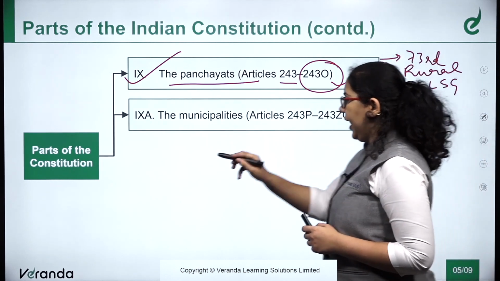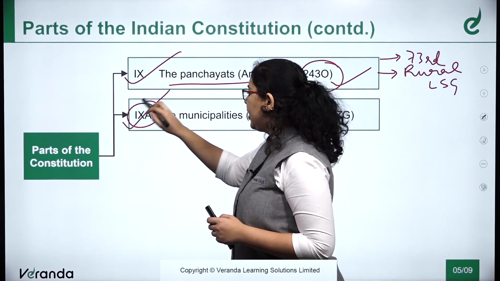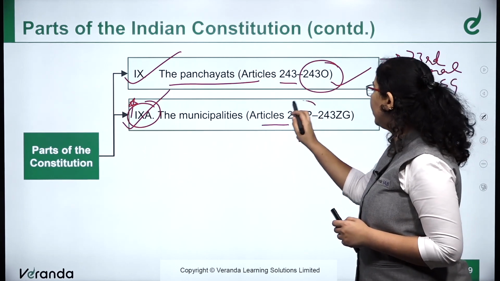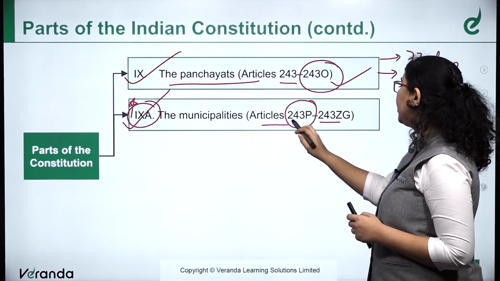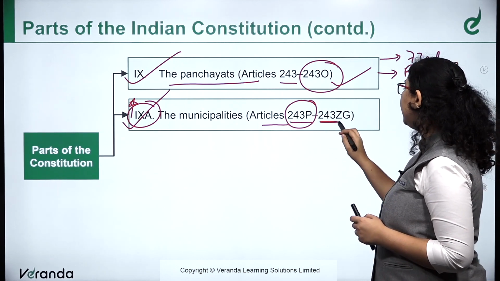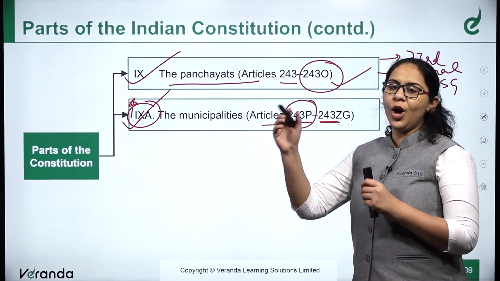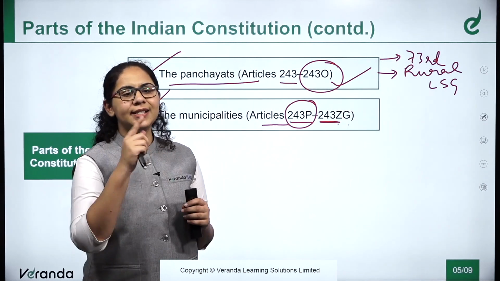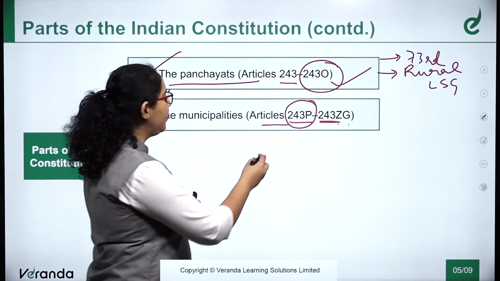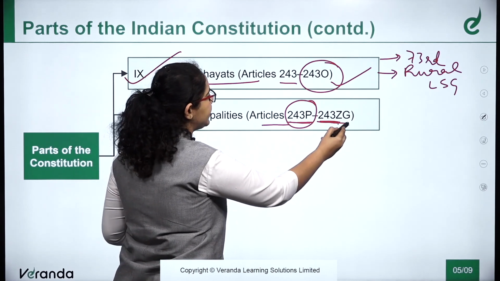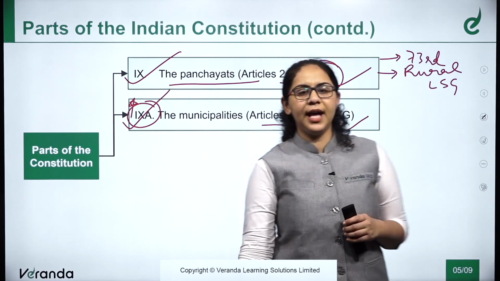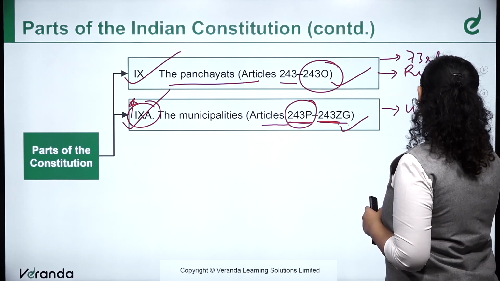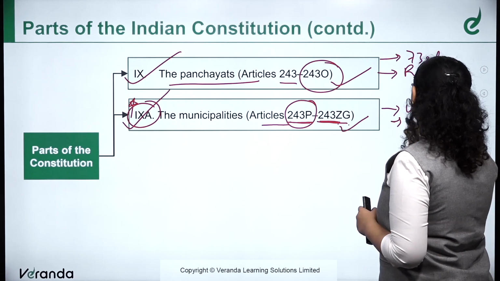Part 9A, remember, important, not 10th. 9A is municipalities, articles 243P to 243ZG. All the alphabets got exhausted when we reached Z, and then we started ZA, ZB, ZC and so on. So from 243P to 243ZG is our part 9A, the municipalities, urban local self-government, 74th Constitutional Amendment Act.